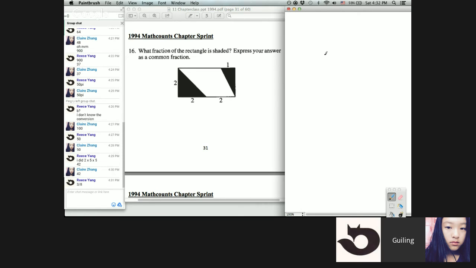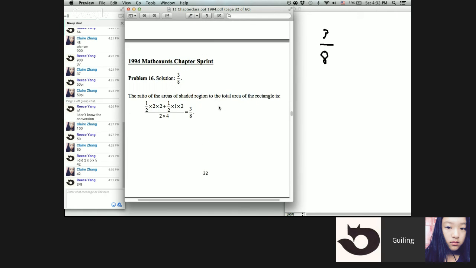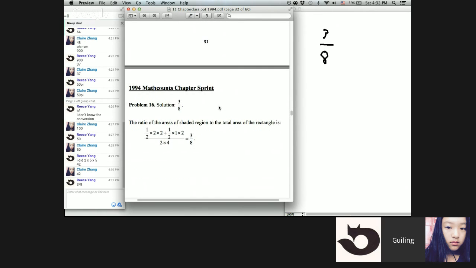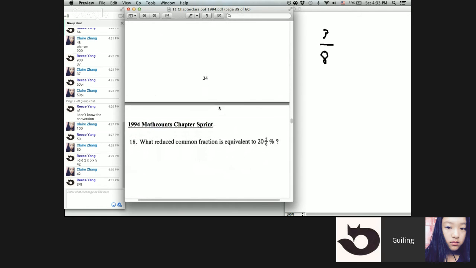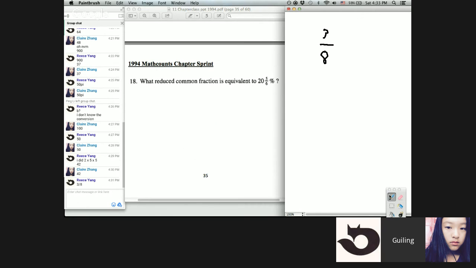So the total area of the rectangle is 8, and then we just calculate. See, this is a triangle. This is a triangle, so this is side lengths of 2, so this area is 1, this area is 2, 1 plus 2 is 3, 3/8. Okay, what the heck is this? What reduced common fraction is equivalent to 20 and 5/6%?